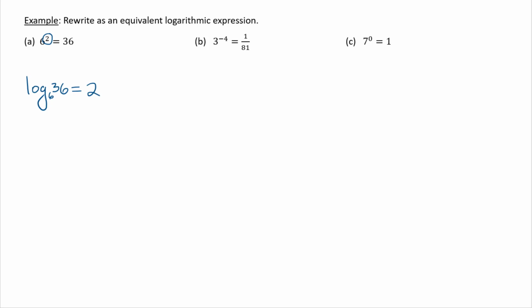For the next example, example B, I'll place log for logarithm. The base in exponential form is 3, so that's going to be the base of the logarithm. The result of raising 3 to the power -4 is 1 over 81. That's the number that will stay inside the logarithm. And the logarithm itself will be equal to the power, which is -4.